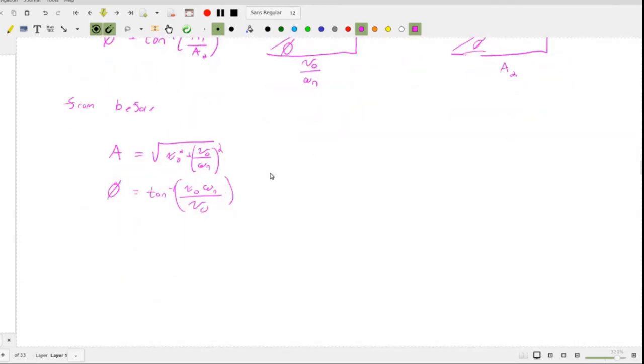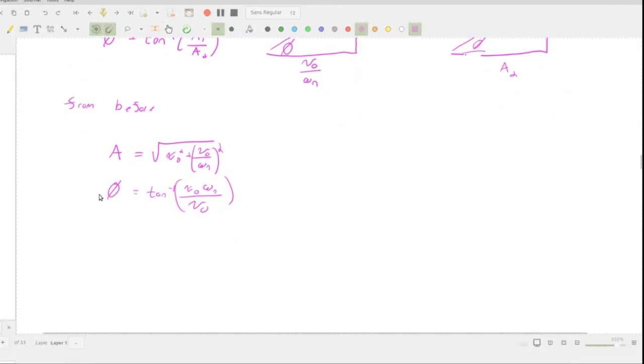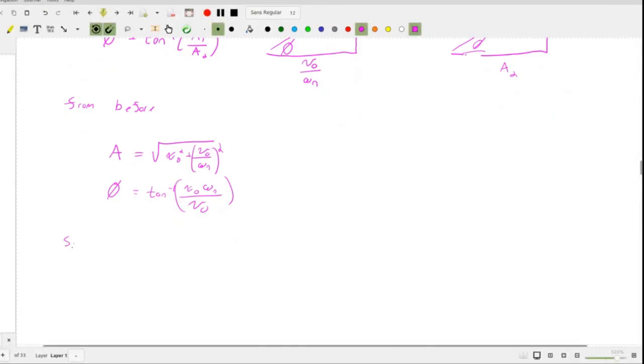Right, so let's solve. Let's solve for our initial conditions. That's x naught and v naught.